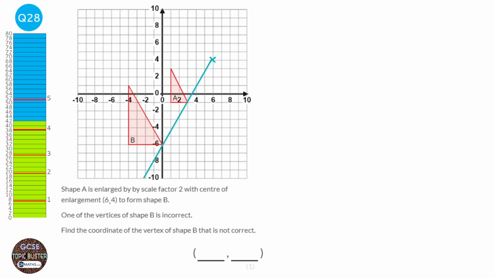And we're going to just check whether it goes through the corner of shape B, which it does on this one. Let's just keep going. Yeah, it does on this one. But it does not on this one. So it says find the coordinate of the vertex of shape B that is not correct. So the coordinate is this one here, and so that would be -4, 1.